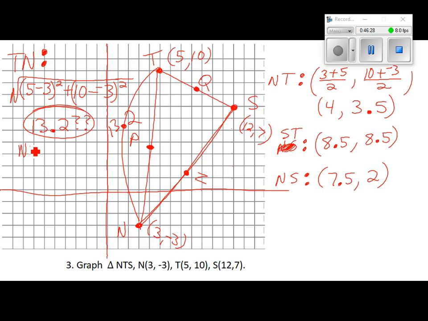NP. How can you find the length of segment NP? It's got to be half of that 13.2. What is that? 6.6. Give me another segment we can find the length of, just knowing this. TP. How long is segment TP? 6.6. Give me another segment that we can find the length of.